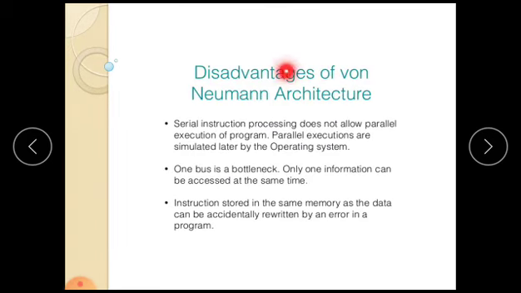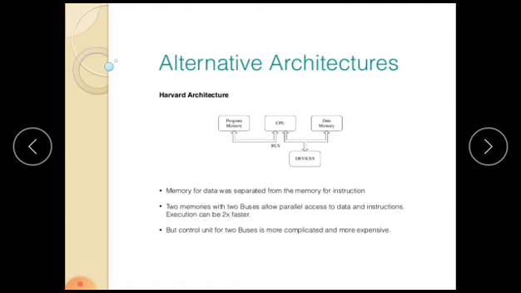Next are the disadvantages of von Neumann architecture. First one is that serial instruction processing does not allow parallel execution of programs. Parallel executions are simulated later by the operating system. Next, one bus is a bottleneck. Only one piece of information can be accessed at the same time. Then the third disadvantage is that instructions stored in the same memory as the data can be accidentally rewritten by an error in a program.